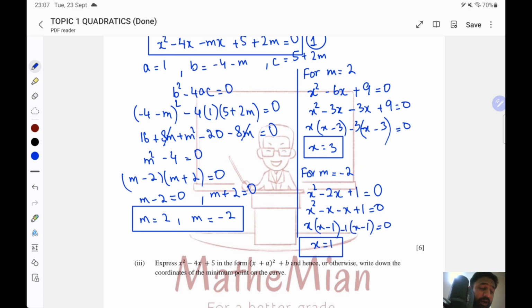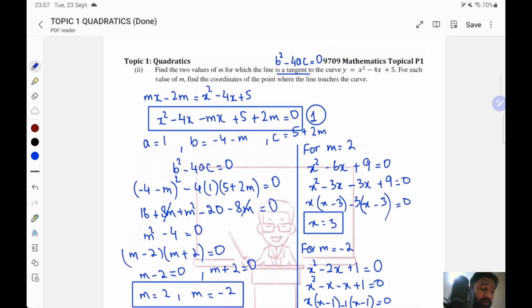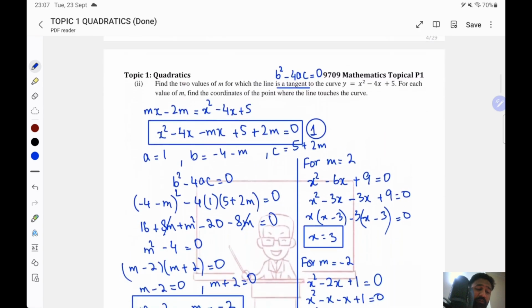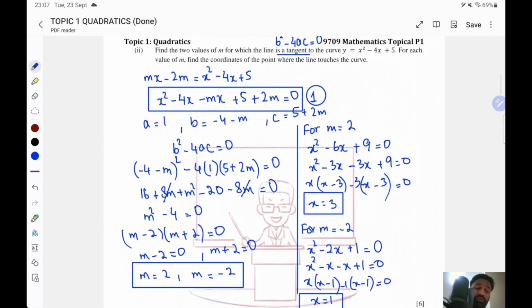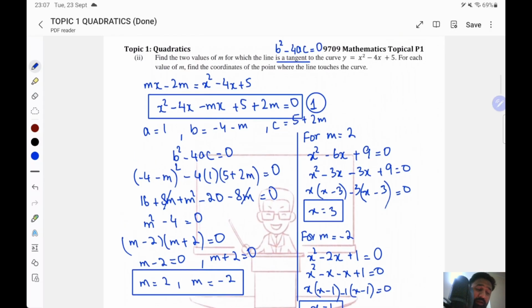So these are the two values of x where the line and the curve can be tangent to each other. So we are going to substitute these values into any of the above equations. For example, if I substitute into y equals x square minus 4x plus 5, if I substitute 3 in it, it will be y equals 9 minus 12 plus 5. So 9 minus 12 plus 5 will be positive 2. The value of y is positive 2.